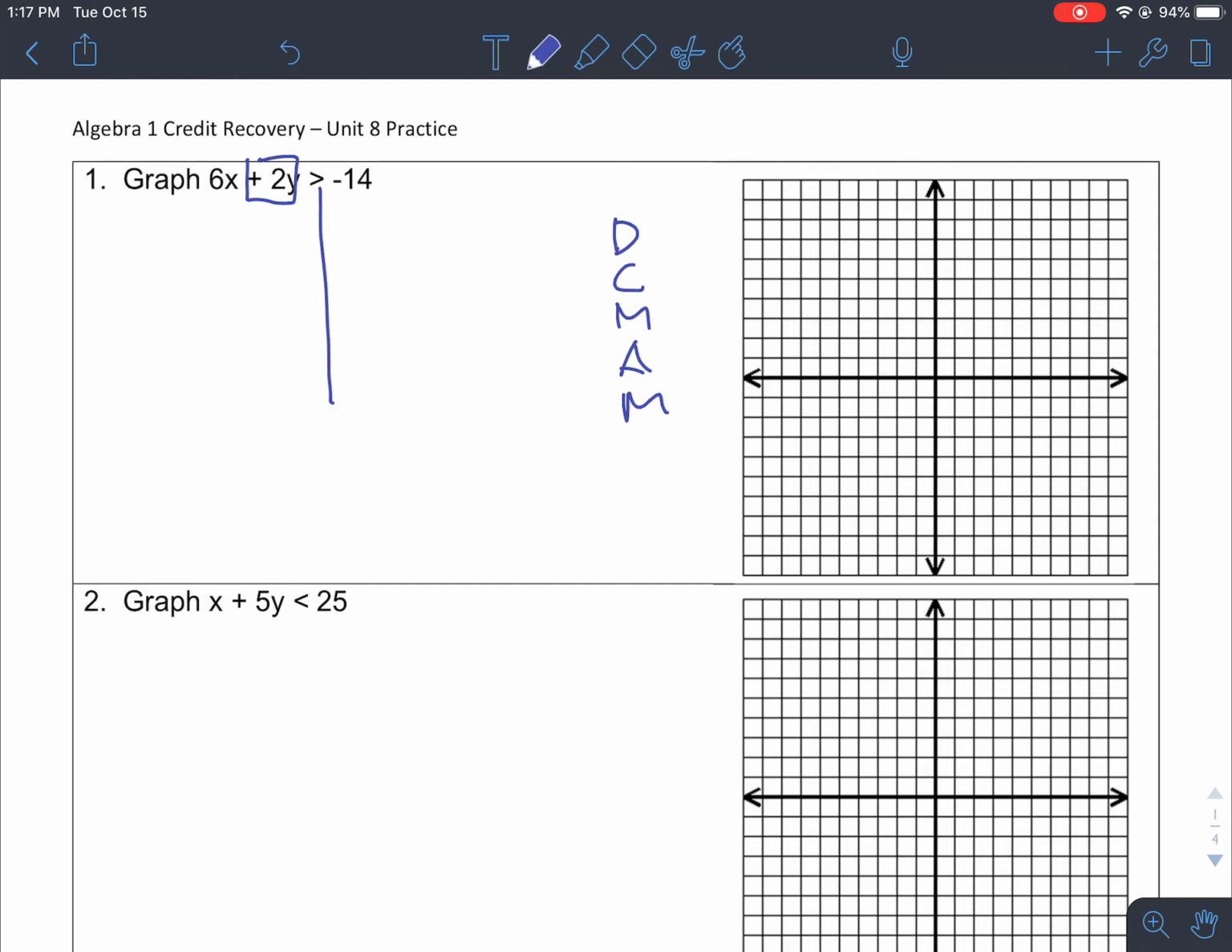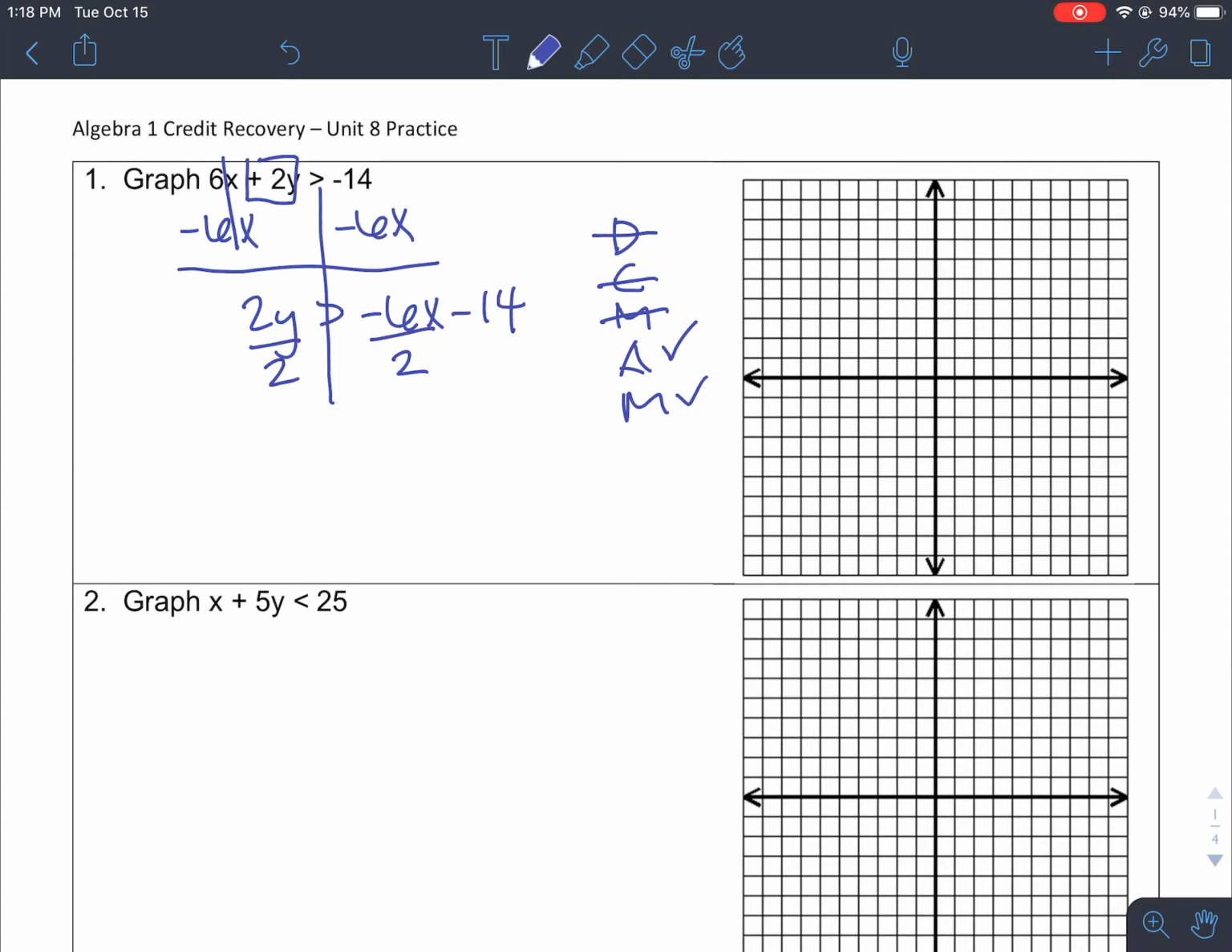I'm drawing a line down that inequality. I don't need to distribute, combine like terms, or move variables, but I do need to add or subtract. I'm going to subtract 6x on both sides, and I am left with 2y is greater than negative 6x minus 14. I am now going to divide by 2 so that I can isolate y. Remember, when you divide by 2, you divide everything by 2. And I'm left with y is greater than negative 3x minus 7.